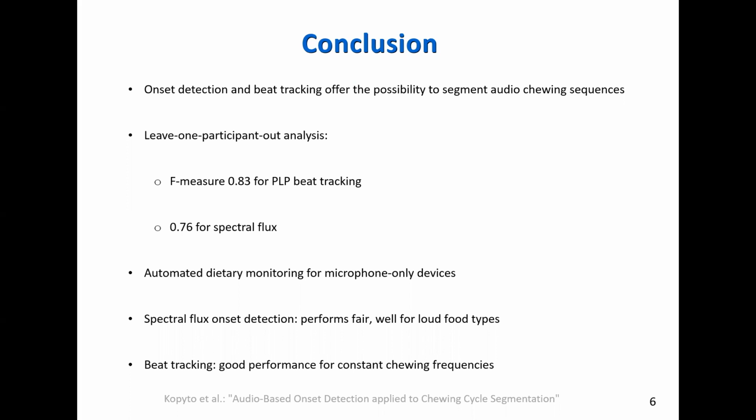In general, our analysis shows that it is possible to segment chewing sequences into cycles by using the audio signal only, which offers the possibility to analyze chewing with devices where only microphones or other audio sensors are available. Spectral flux onset detection performs fair and particularly well for louder types. PLP beat tracking offers a good performance, especially when participants chew with a homogeneous and more or less constant chewing frequency.